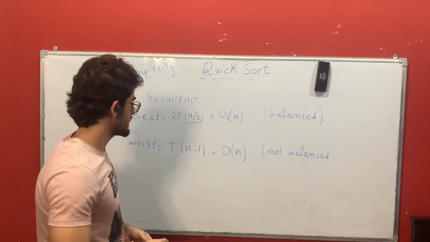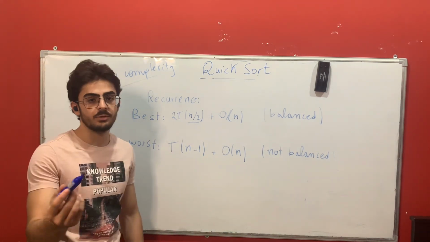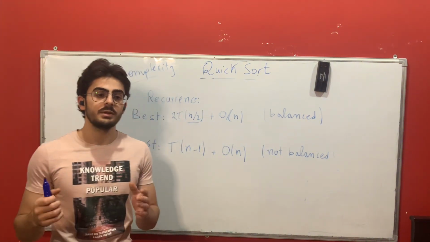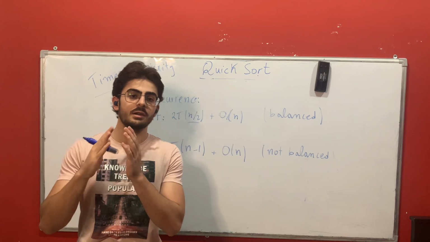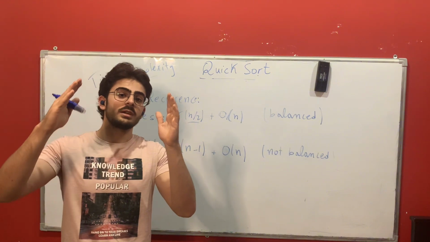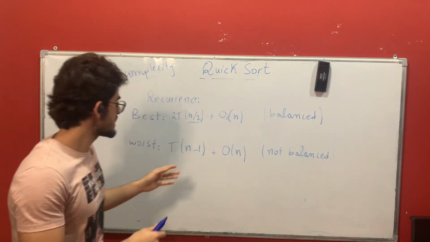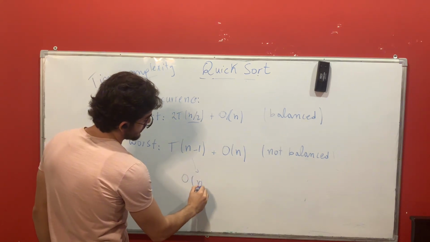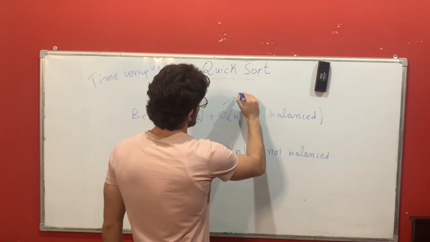However, the worst time complexity is T of n minus 1 plus big O of n. Big O of n here is also for the Lomuto partitioning. However, T of n minus 1 means it's not balanced, which means we are placing a number where all the elements are greater than the number. There are no elements which are less than the number, meaning the recursive tree is not balanced and it's weighted on one side. So this recurrence relation, if we want to solve it, must simplify to big O of n squared. However, the best case scenario will simplify to n log n.